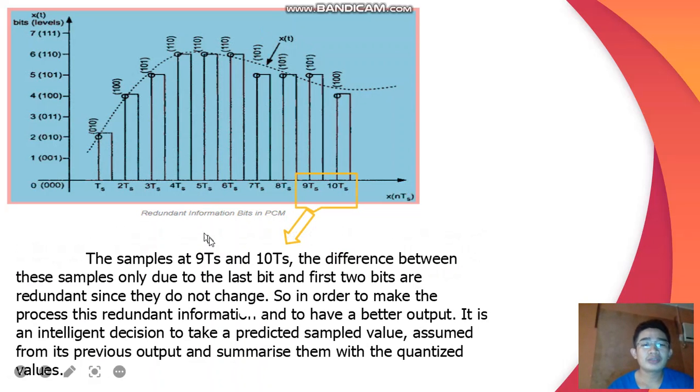For the samples at 9TS and 10TS, the difference between these samples is only due to the last bit, and the first two bits are redundant since they do not change. So, in order to remove this redundant information and have a better output, it is an intelligent decision to take a predicted sample value assumed from its previous output and summarize it with the quantized value.